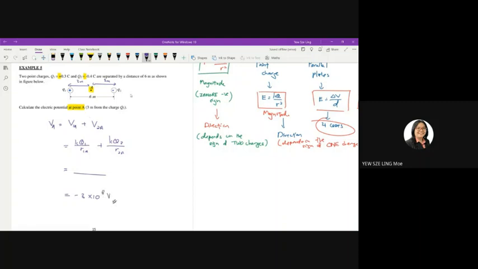I give you 1 minute to write it down. You yourself complete the substitutions right here and see whether you can get the final answer or not. Remember, now you need to include the negative sign, and that is the reason why you obtain a negative value right here. So negative 3 times 10 to the power of 8 volts. If you are done, then you can try example 6 first.